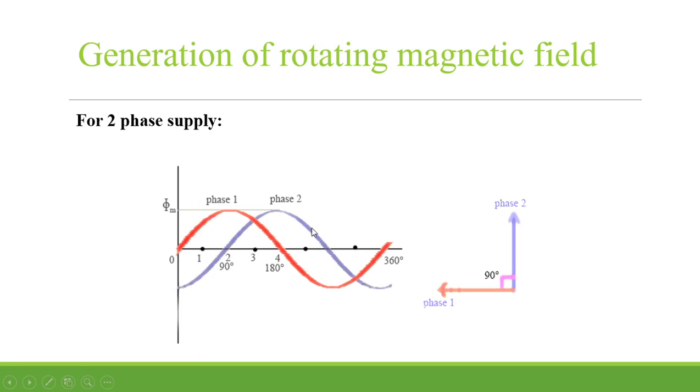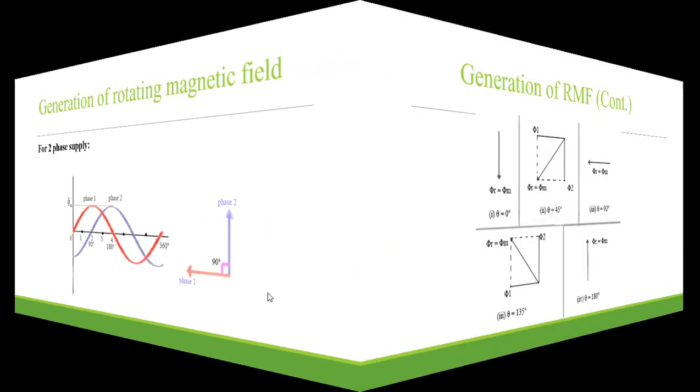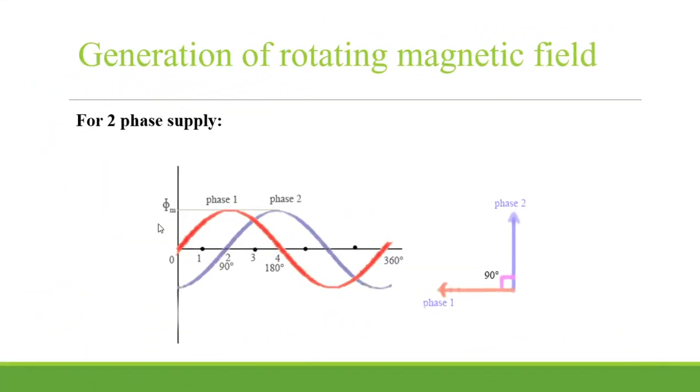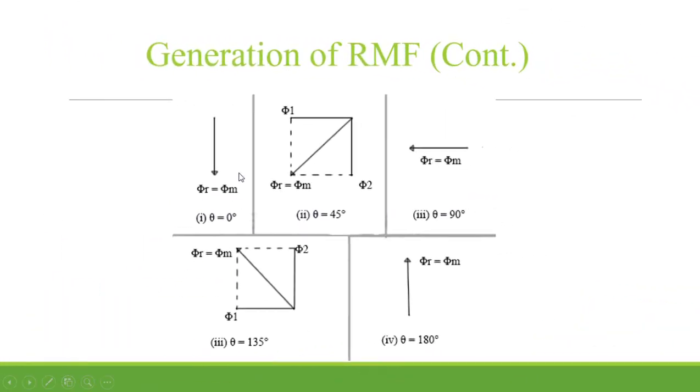So these are the two phases. So let us study how a rotating magnetic field develops. We will be studying for points: 0 degree, for point 1 at 45 degree, for point 2 at 90 degree, for point 3 at 135 degree and point 4 at 180 degree. So when theta is equal to 0 degree, as you can see, for phase 1 the value of flux is 0, for phase 2 the value of flux is negative maximum. So the magnitude is phi m. So the resultant is in the downwards direction and its magnitude is phi m.